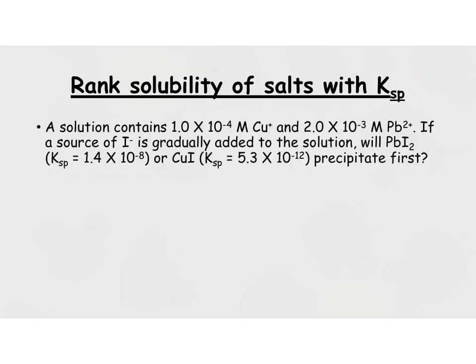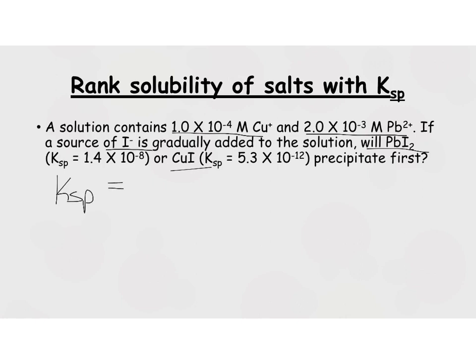All right, now this question is telling us our concentrations of copper and lead, and then saying if we add some iodide ion to the solution, which one is going to precipitate out first, PbI2 or CuI? We basically need to solve for the I concentration. The one that needs the least amount of I to precipitate out is going to be the one that precipitates first. So the one with the lowest I concentration.